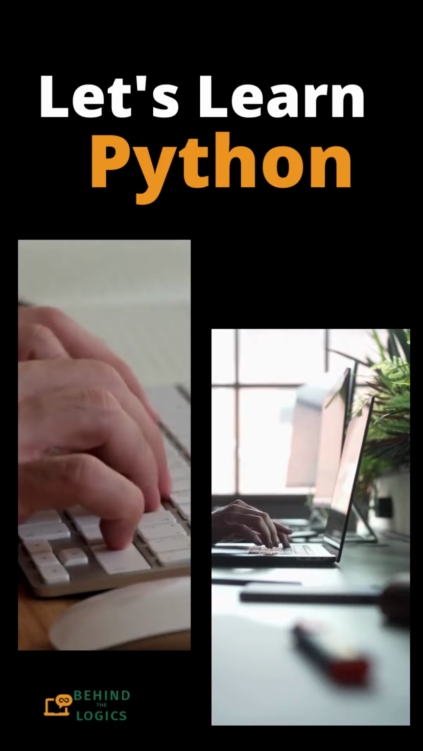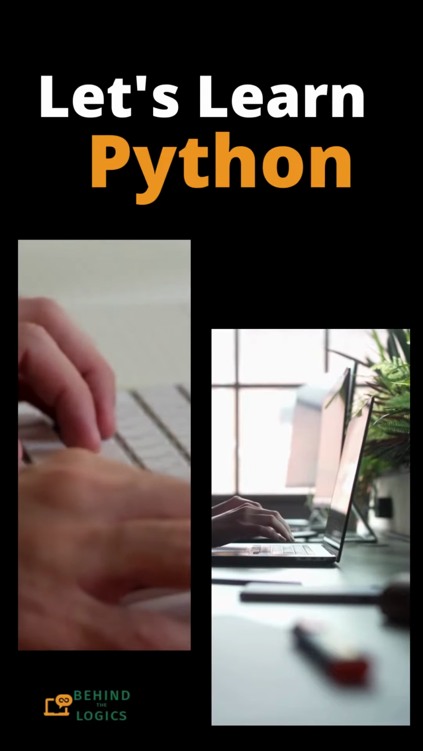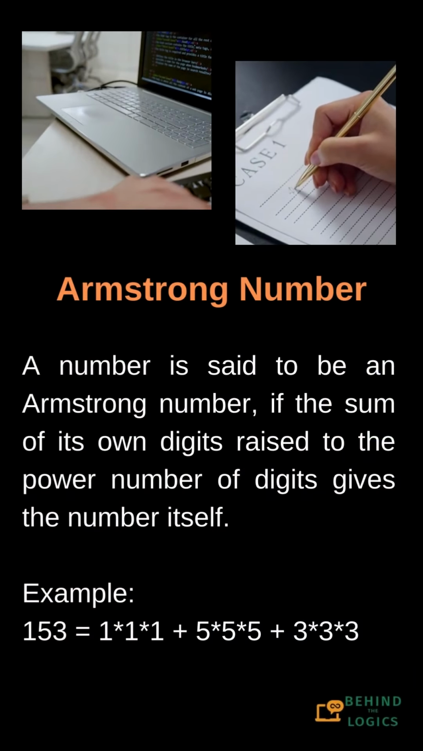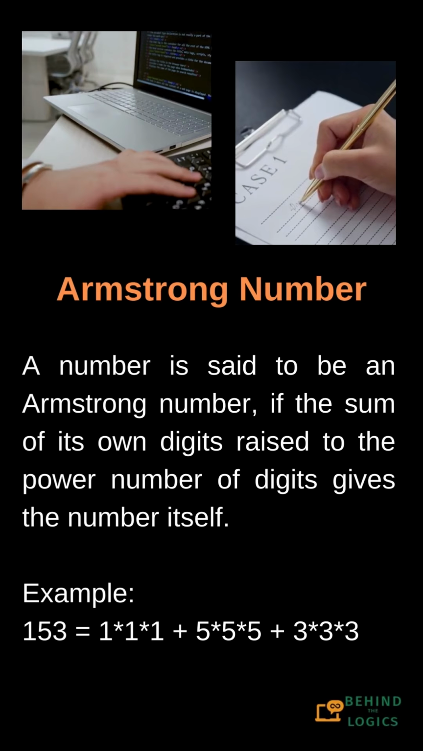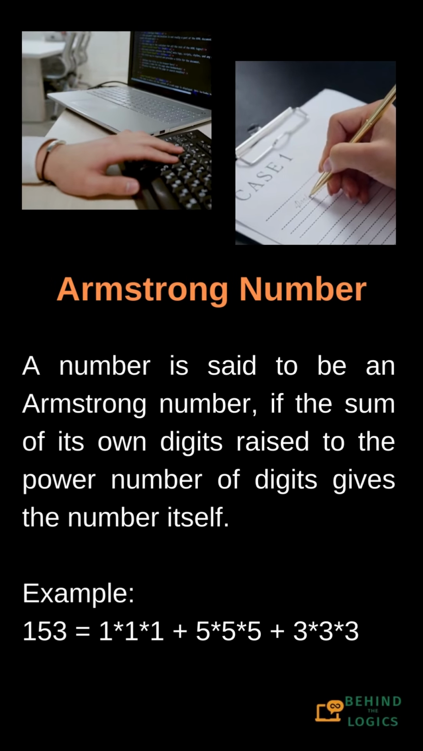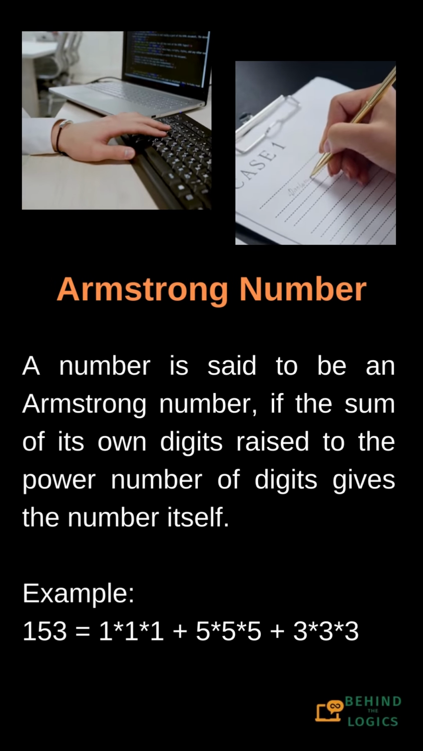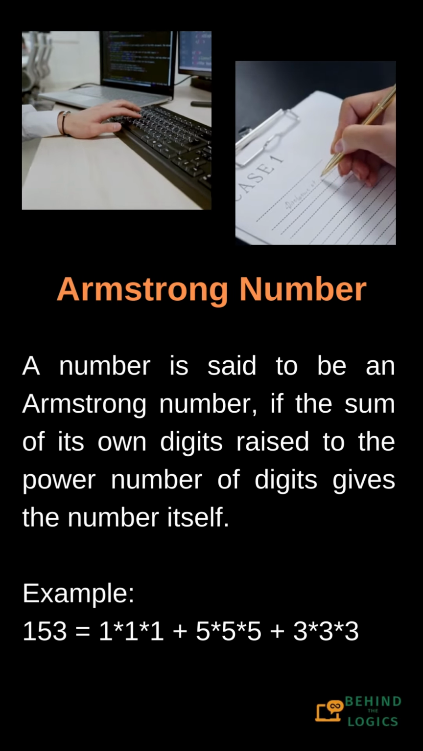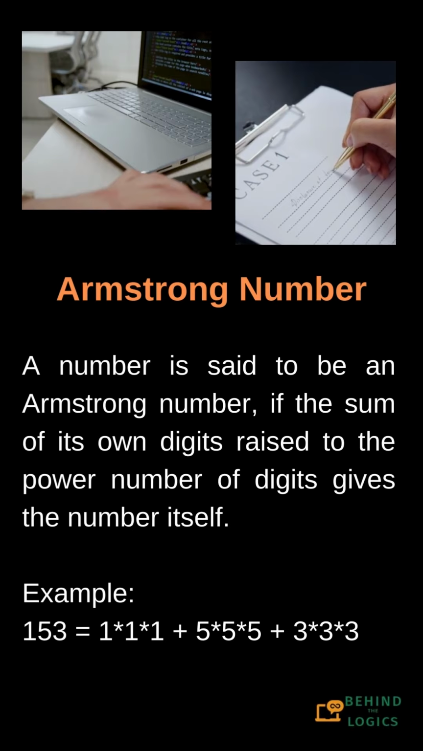Hello everyone, let's learn how to write a Python program to check if a number is an Armstrong number or not. A number is said to be an Armstrong number if the sum of its own digits raised to the power of the number of digits gives the number itself. In the case of an Armstrong number of 3 digits, the sum of cubes of each digit is equal to the number itself.